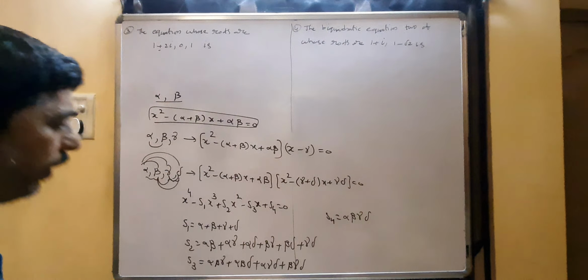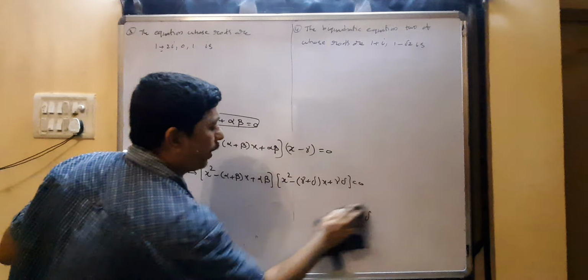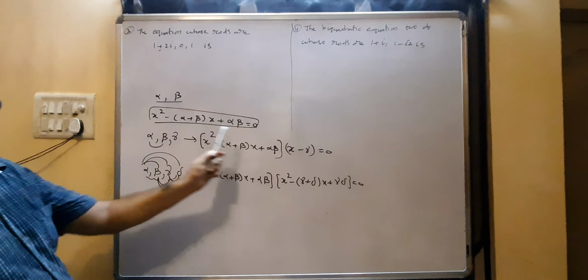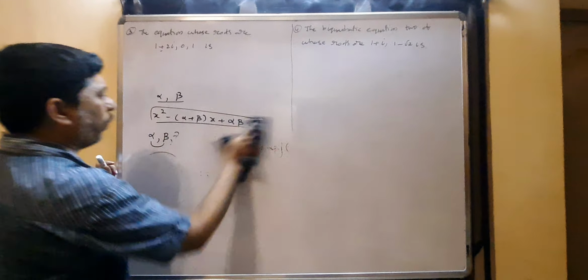Suppose 5 roots are given, then the same formula you have to apply 2 times, into x minus the 5th root. If 6 roots are given, the same formula you have to apply 3 times. That method you have. Now coming to one more.